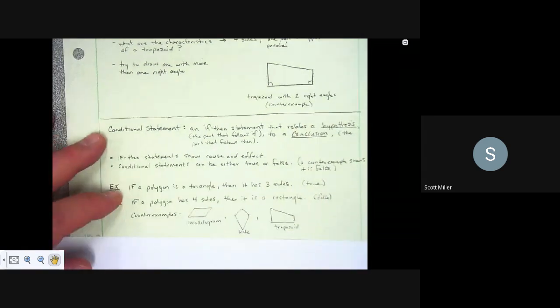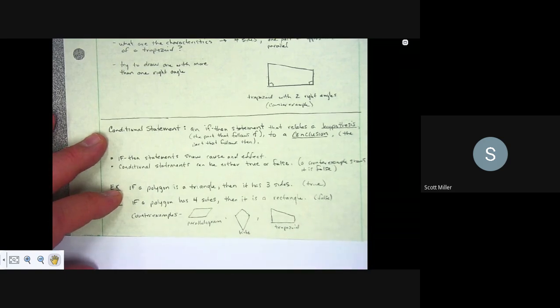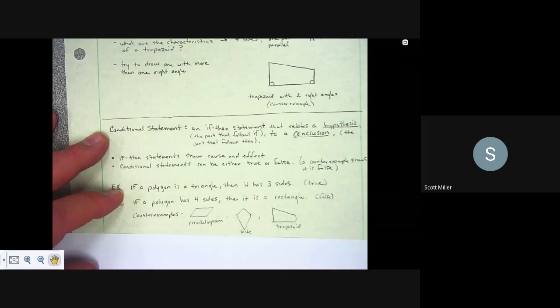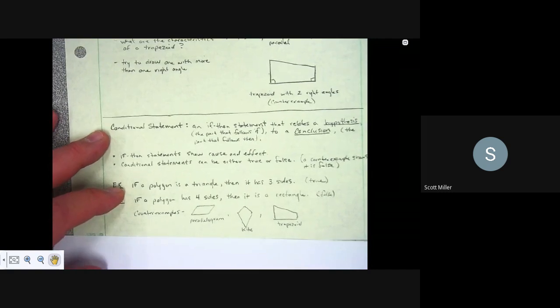Okay, here are some other ones. I can draw a parallelogram. Parallelograms are not rectangles. This is called a kite. It's a 4-sided shape that is not a rectangle. And here's a trapezoid, the one we had above. That is also not. There are other examples that are not rectangles, but here's 3 examples. So I gave you 3 counterexamples, though you only need one to show it's false. Okay, so that's conditional statements.